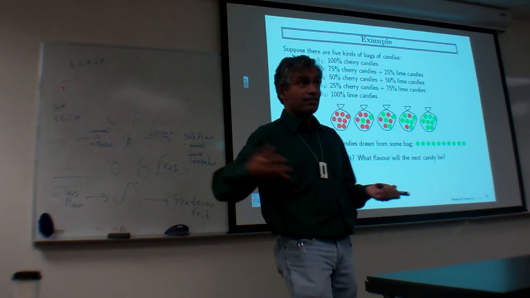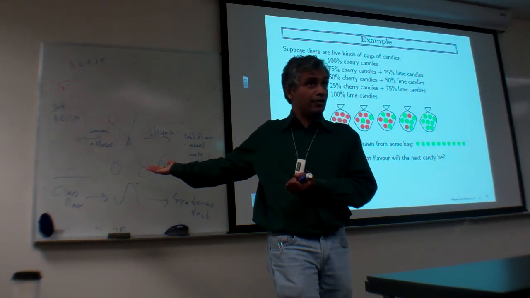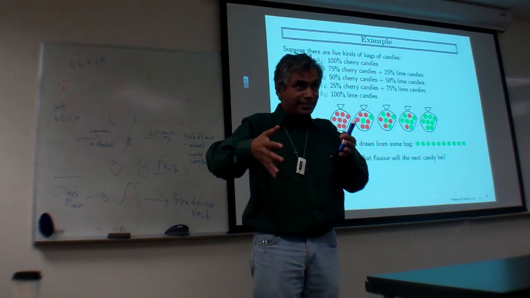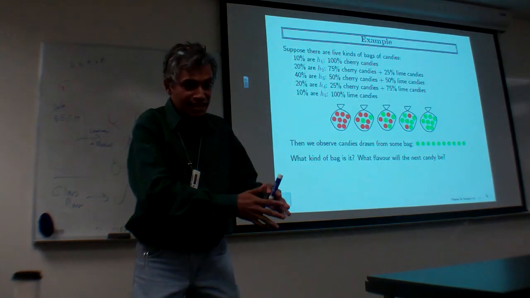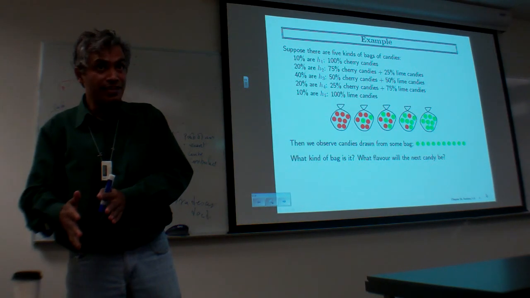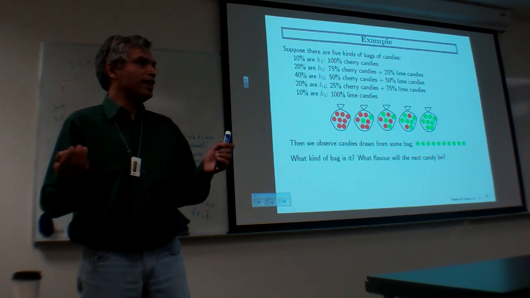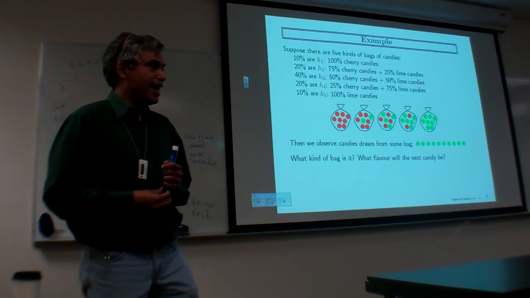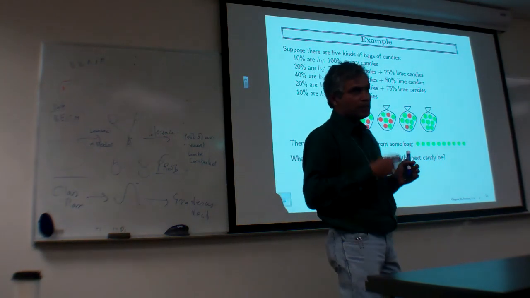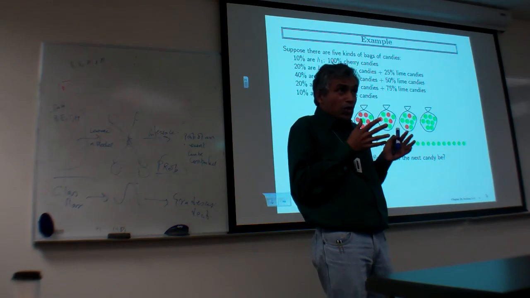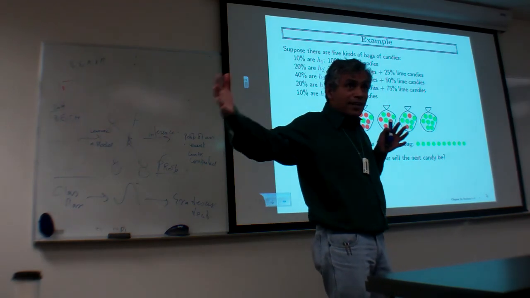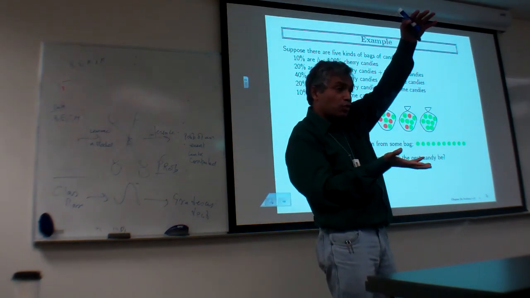This problem has all the things that we have been talking about. There is data, the candies are coming, and there is prediction based on the candies you have seen till now: what would the next candy's flavor be? Rather than go directly from data to prediction, the data and the future are in fact connected through the bag.